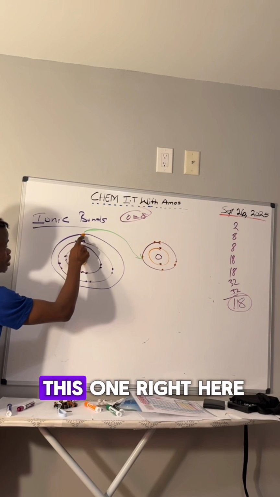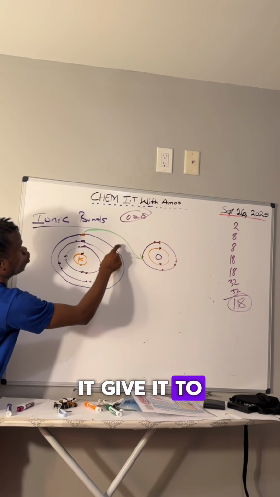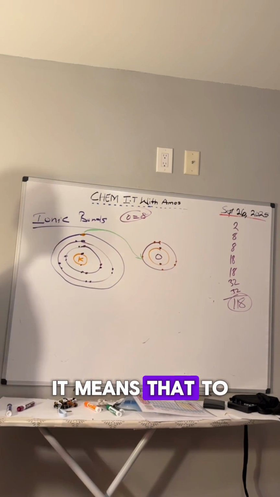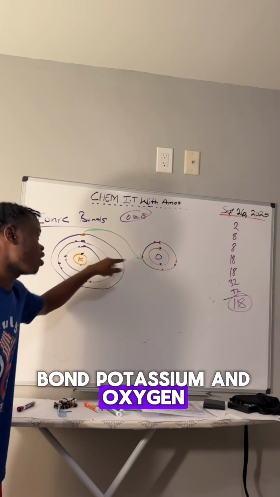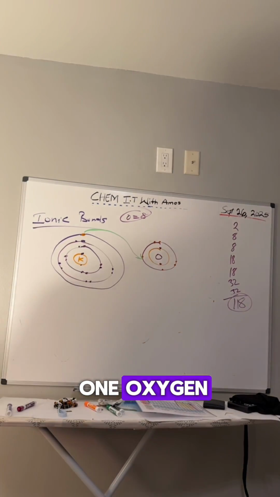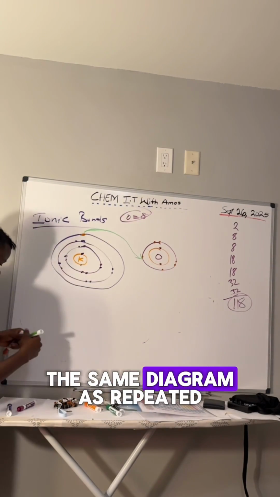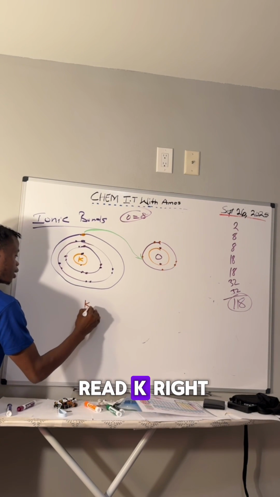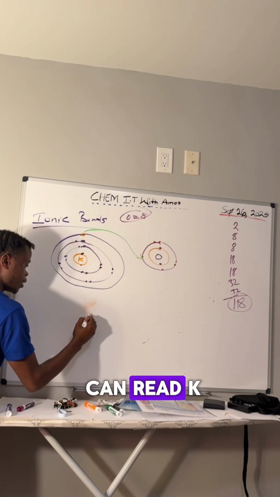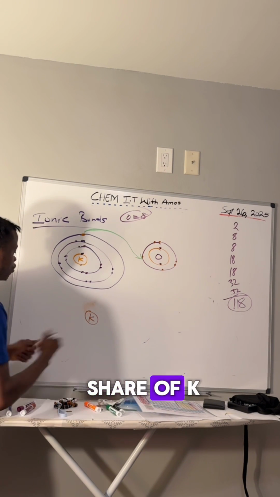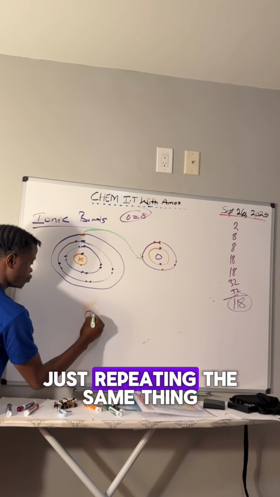If this guy loses this one right here, it gives it to oxygen, which accepts it, because seven is left right here. It means that to bond potassium and oxygen, you need two of what? Two potassium to one oxygen. So we can write the same diagram repeated. We can write K right here, K right down here. We say the first shell of K takes 2. We're just repeating the same thing.